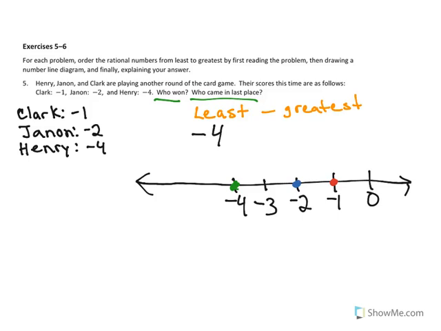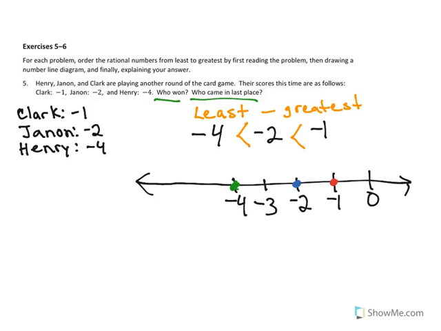And then the next one would be -2, and then -1 would be the greatest number. If I was putting in least to greatest signs, I would always point it to the smaller number. So I would say -4 is less than -2, but -2 is less than -1.